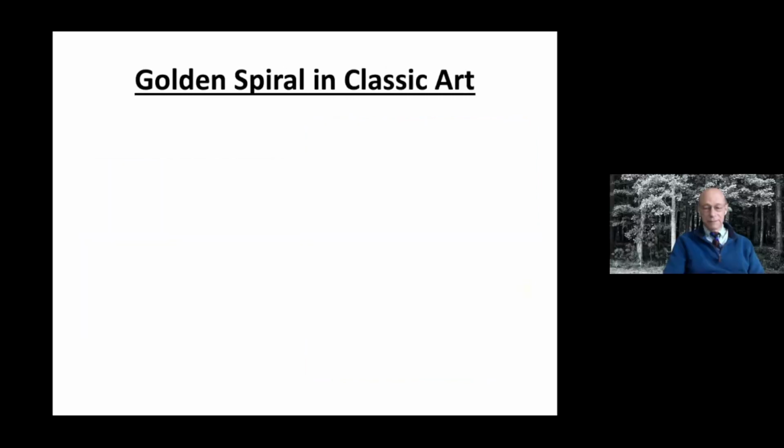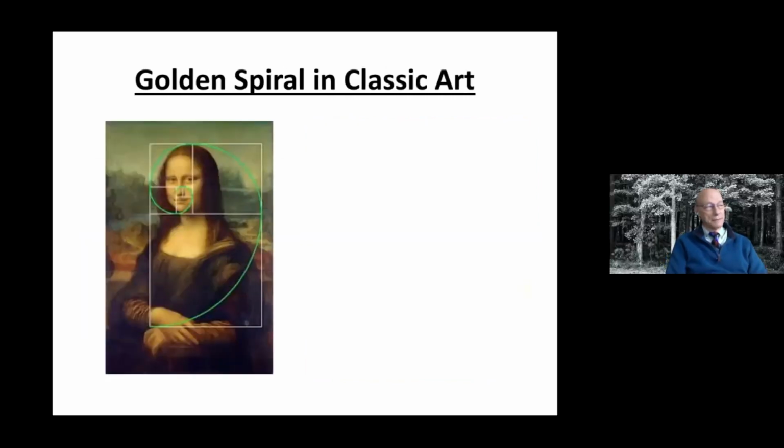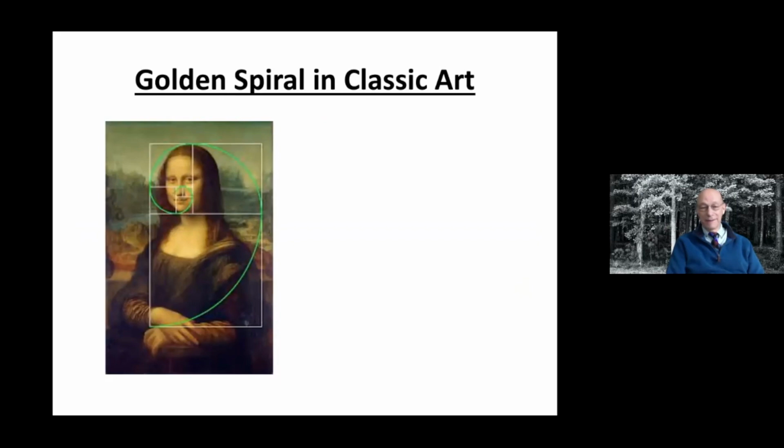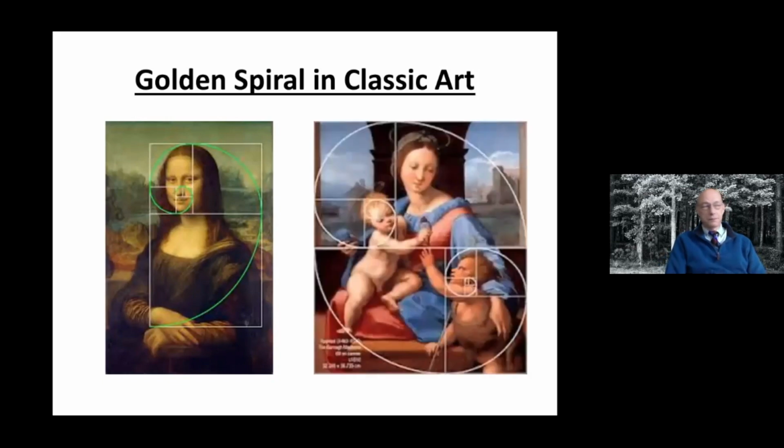Okay, let's take a look at it in art. How's that? Wow. When I saw this, it blew my mind. The golden spiral, whether it was known or not when this was done, impacted the image. Take a look at this one. You got two of them.